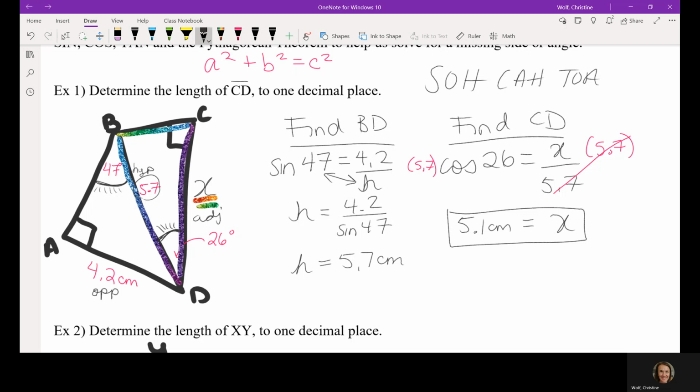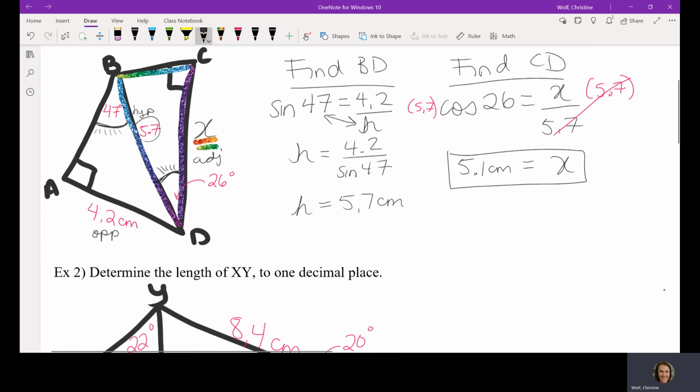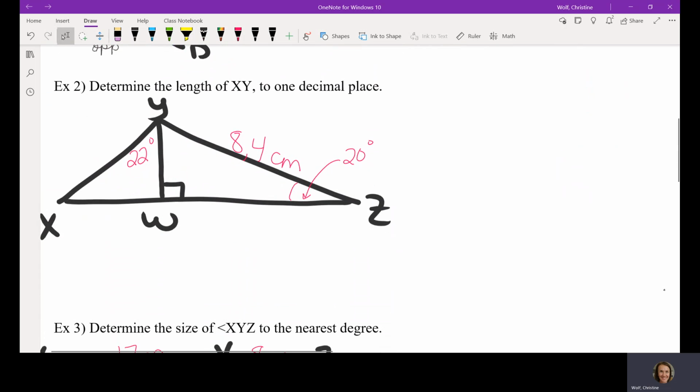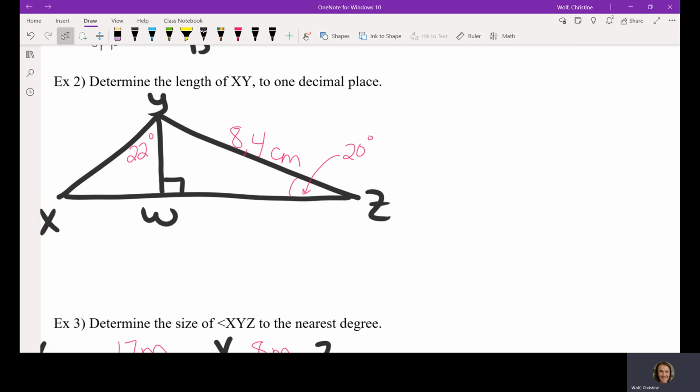Okay, next one's very similar. So I'll give you 30 seconds to copy this image down. Did I go too fast or you got that down? Okay. Example 2, determine the length of XY. So this is our unknown right there, that side, that's my X. And then those 3 red numbers, those are the numbers you're given.